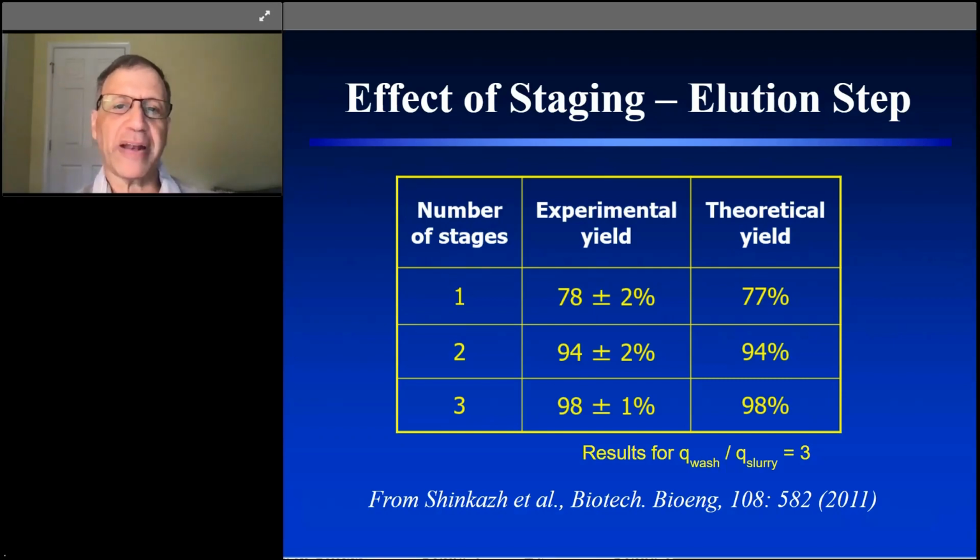This is a comparison of experimental data and model calculations for the performance of the elution step using a flow rate of the elution buffer to the slurry flow rate of 3. If we did this in a single stage system, we could only recover about 77% of the product because too much of the product would stay with the flowing slurry. As we go up to 2 stages, we can get to 94%. 3 stages, we can get to 98%. And you could even drive this higher if you were to add more stages.